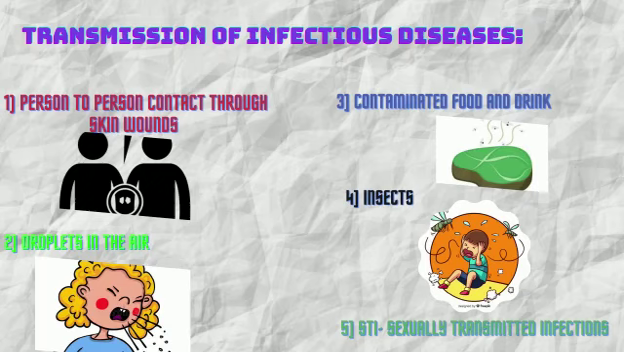Fifth, sexually transmitted infections, STIs. Diseases like human immunodeficiency virus, HIV infection involves an exchange of body fluids, usually through unsafe sexual activities. Some STIs may also be transmitted through transfusion of blood and blood products and contaminated needles and syringes.